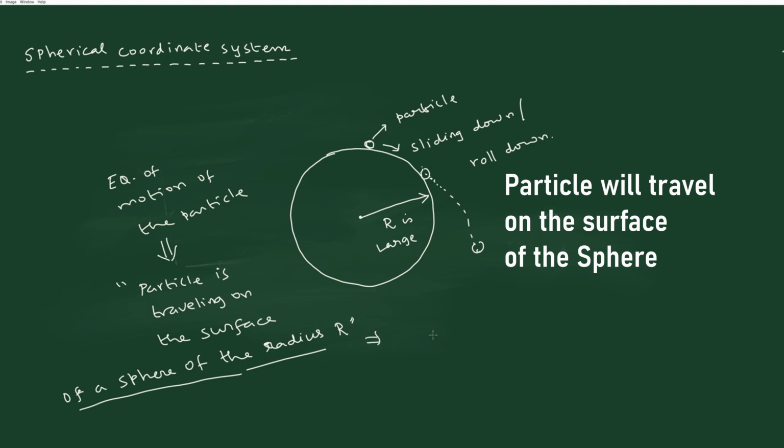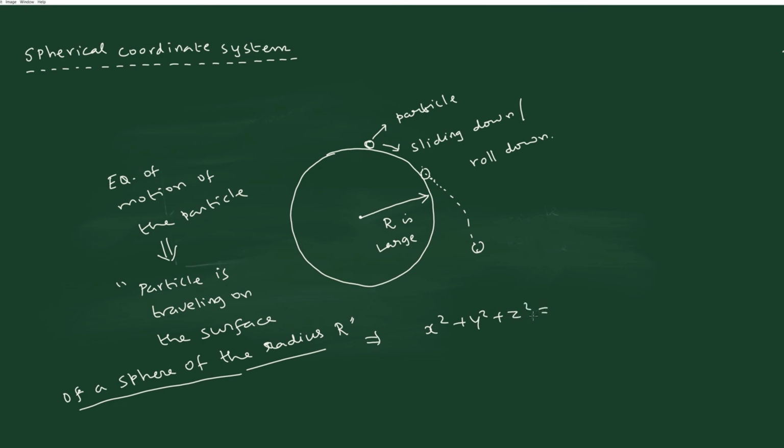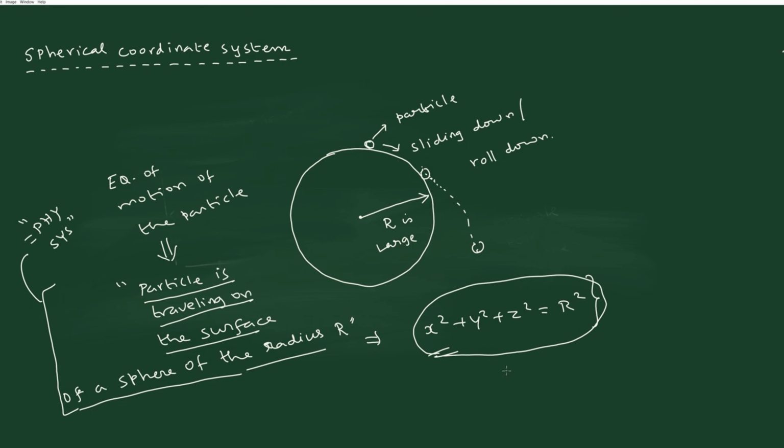Of course, immediately you can write down that the equation of the sphere is x square plus y square plus z square is r square. So that would be the equation of the sphere. On this sphere only the small particle is going to travel. So since the equation of the sphere is entering the picture, it would be better to choose the spherical polar system instead of Cartesian. So now you understand what we mean by saying a particular physical system has spherical symmetry. So this is the example.